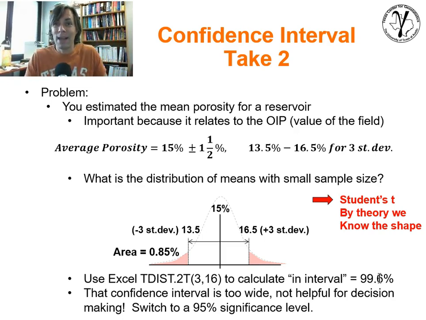That happened just by accident, just by us making an assumption of 3 standard deviations. The confidence level is way too high. It would not be helpful to decision making. We need to switch to perhaps a 95% confidence level, an alpha of 5%. And so we need to switch that.